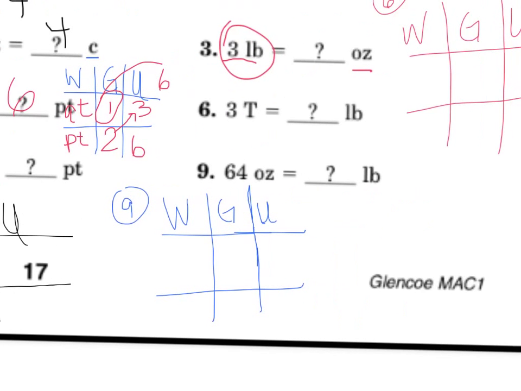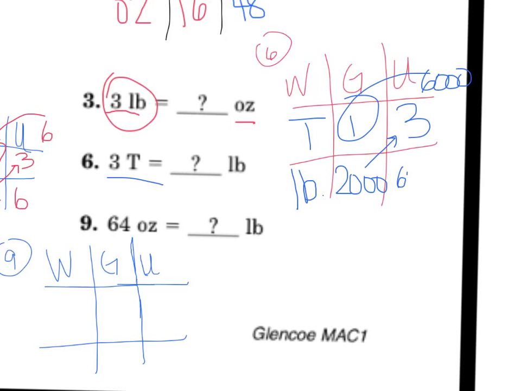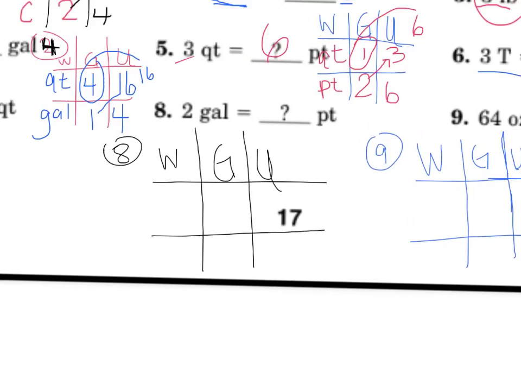Okay, number 6, tons and pounds. There's 1 ton to 2,000 pounds. Okay, and it says, well, what about 3 tons? 2,000 times 3 is 6,000. Divided by 1, that is 6,000. Number 7.